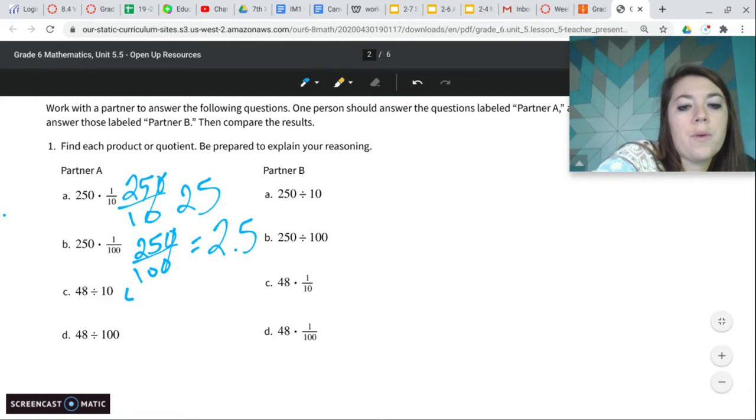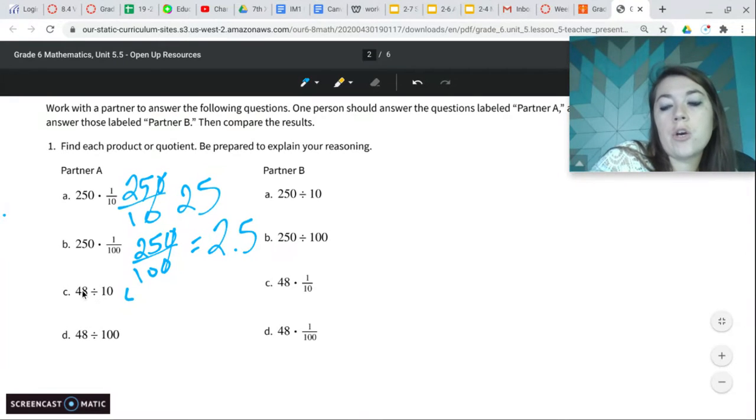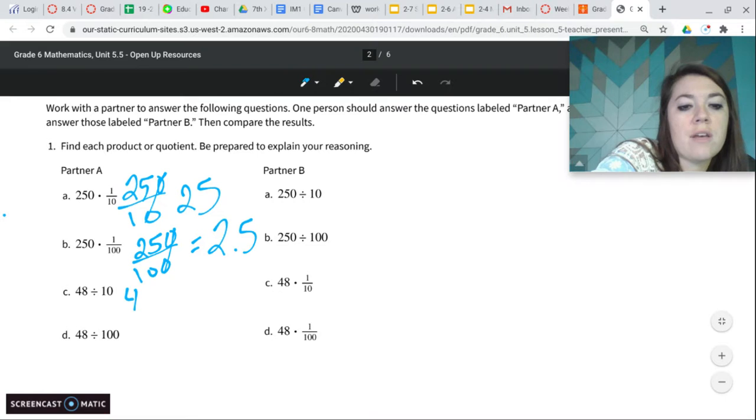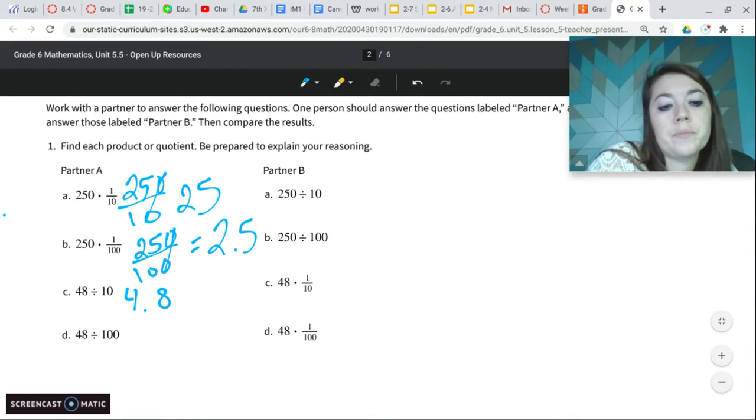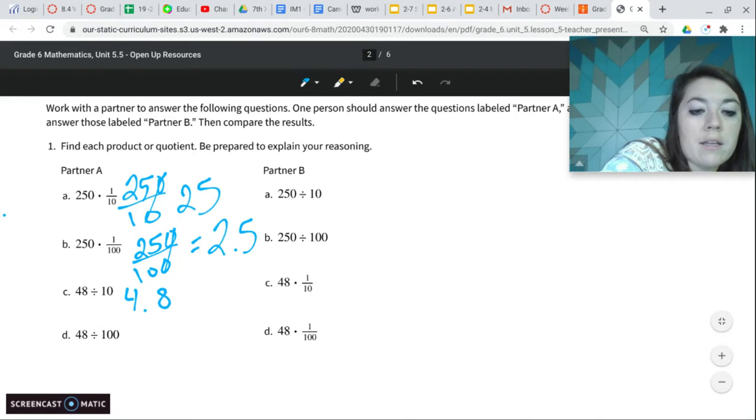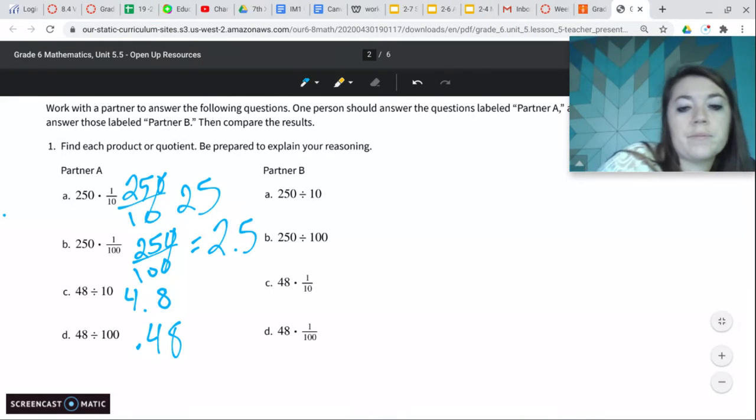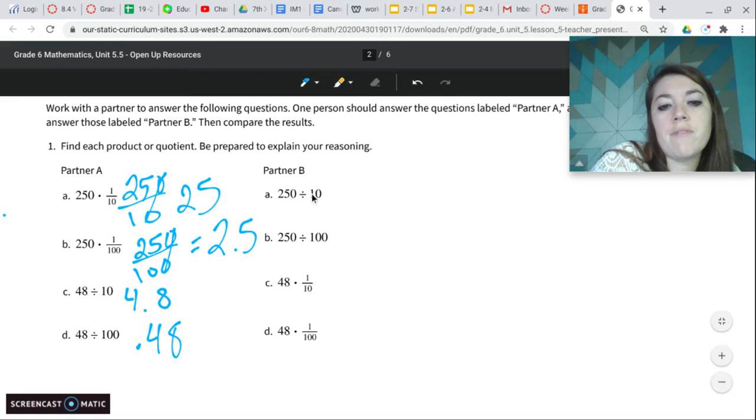Next one, we have 48 divided by 10. So how many times can 10 go into 48? 4 times with how much left over? 8, so 8/10. And 48 divided by 100. So how many times can 100 go into 48? It can't. It's going to be 0.48.